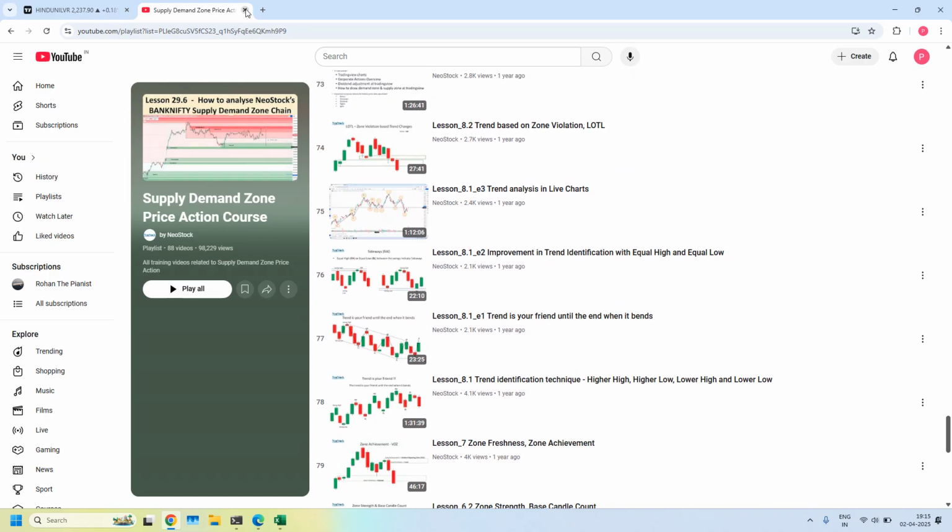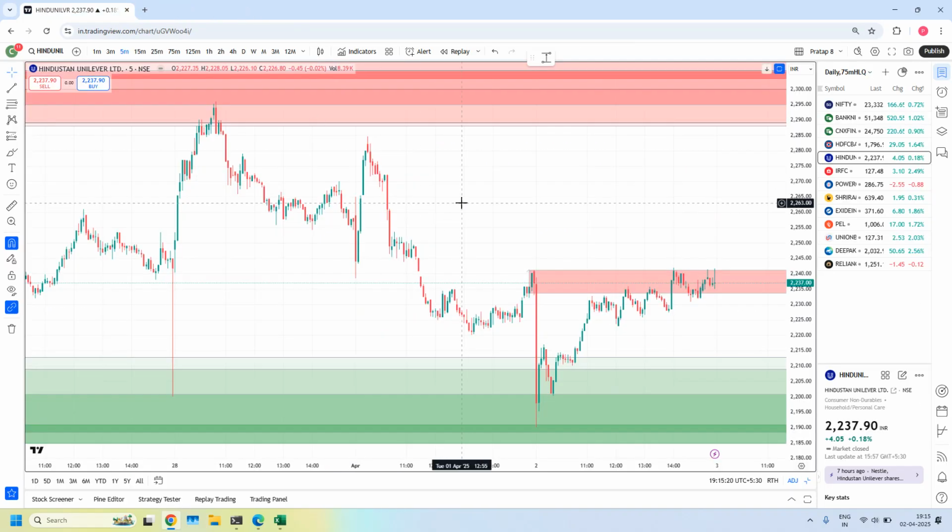Now let's get into the performance of the HLQ zones identified by our software in our yesterday end of the day report. Yesterday our software identified 11 high liquidity zones from daily and 75 minutes time frame. Out of 11, today we got 3 trades, and 1 is successful and 2 are stopped out. Let us focus on them first.